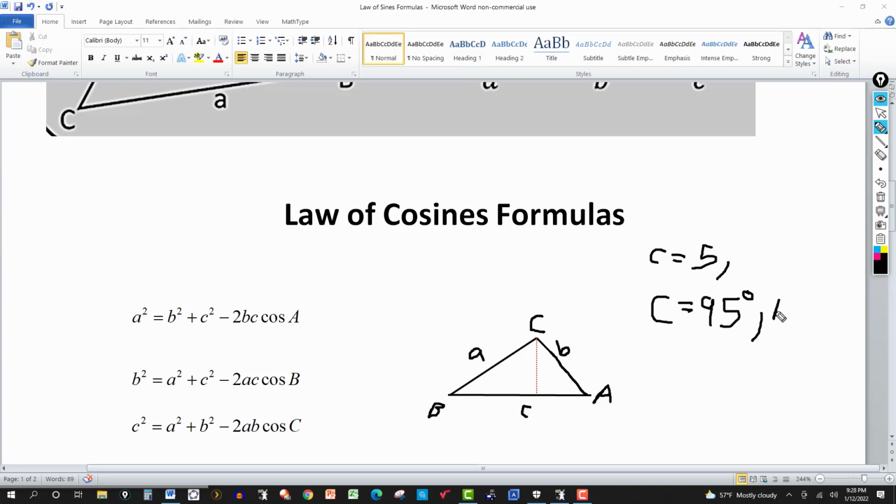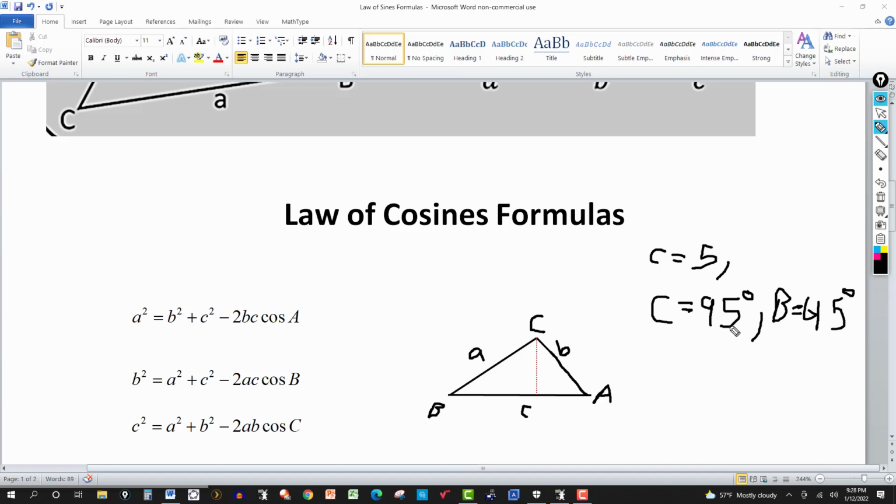And angle B is equal to 45 degrees. Now again, the only one you really have to worry about is the situation for law of sines where you have side-side-angle, when you're given two sides and the angle opposite one of the sides. We don't have that situation here.